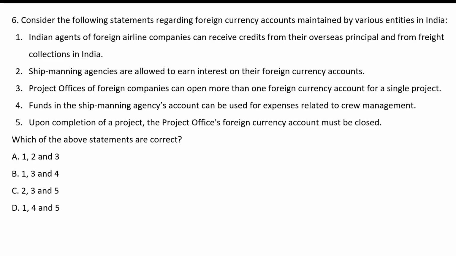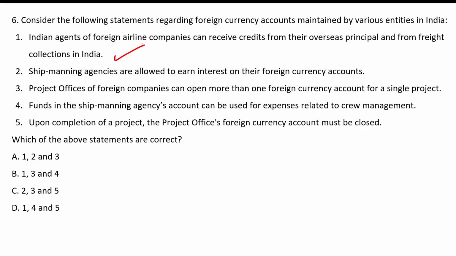Consider the following statements regarding foreign currency accounts maintained by various entities in India. Indian agents of foreign airline companies can receive credits from their overseas principal and from freight collection in India. So this statement is correct.